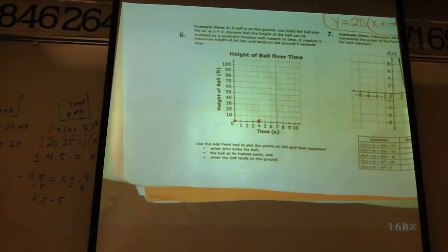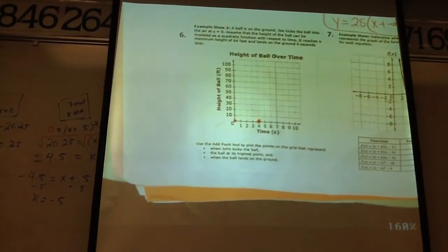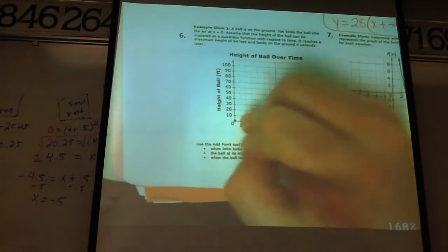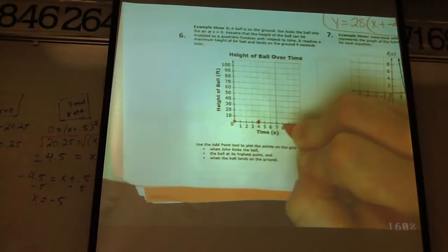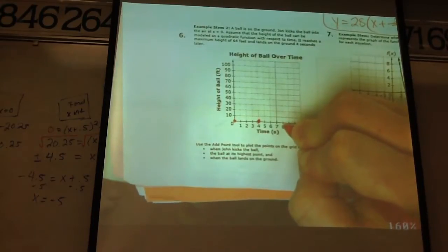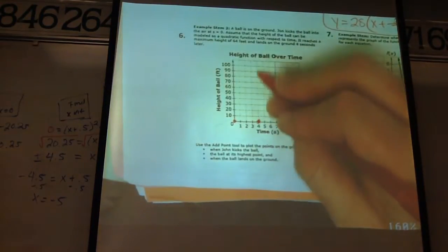I thought he kicked it, and as soon as it got to the highest point, it fell 4 seconds later. It reaches the height of 64 feet, and then lands on the ground 4 seconds later. That is kind of confusing, I agree. I see. So you had the second dot over here at 8, and then you put 4, 64. Okay.